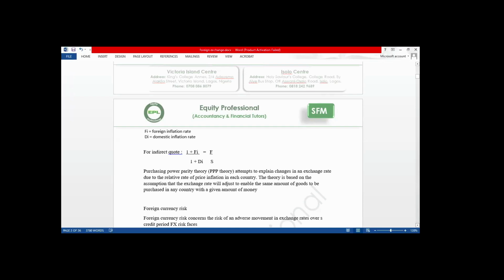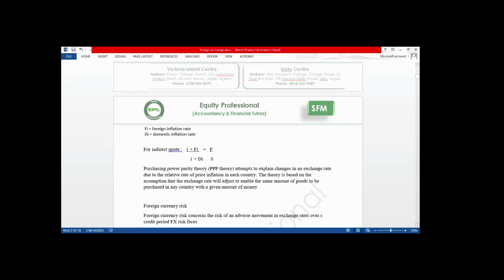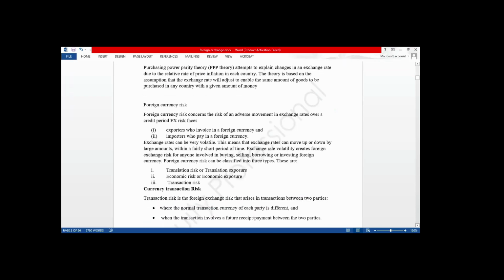Our next discussion: foreign currency risk. What is foreign currency risk? Foreign currency risk is the risk of adverse movement in exchange rates over a given credit period.